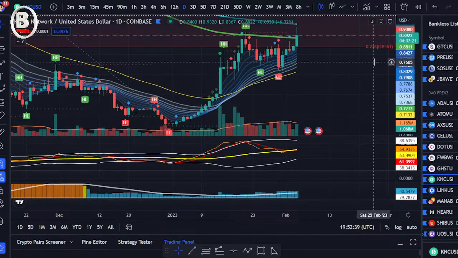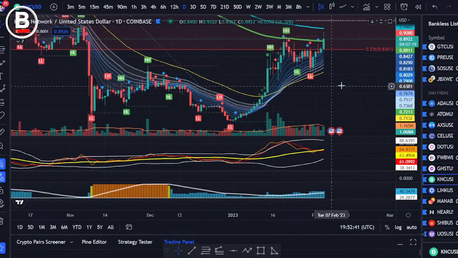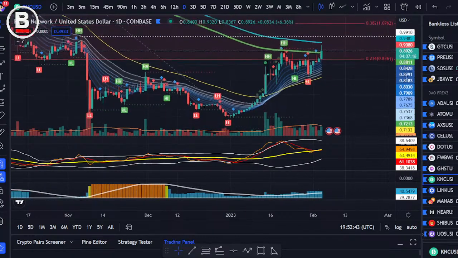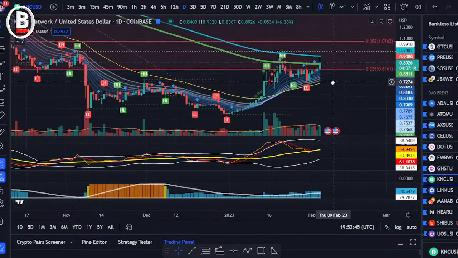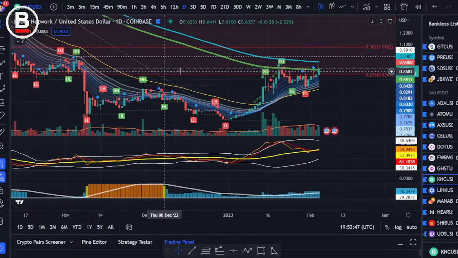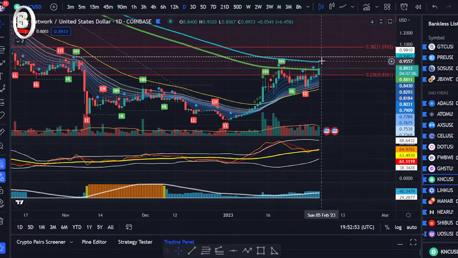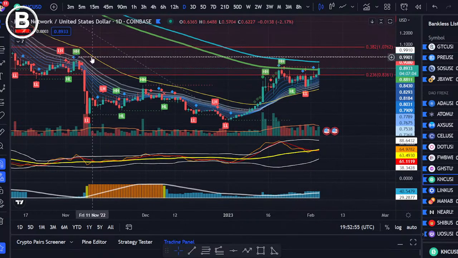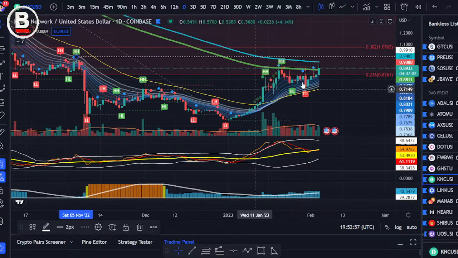Let's look at the Kyber network, same thing, pushing into the resistance from way back, testing out a new range. We want to know if we break this high.